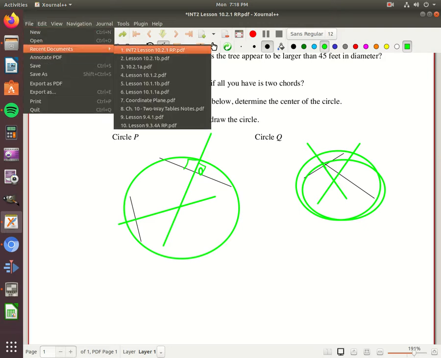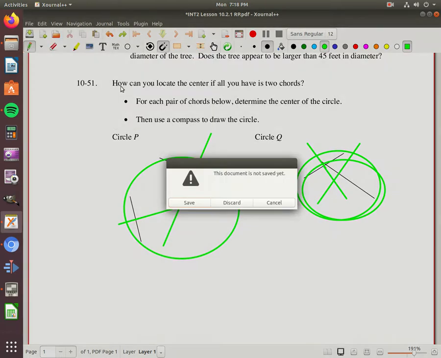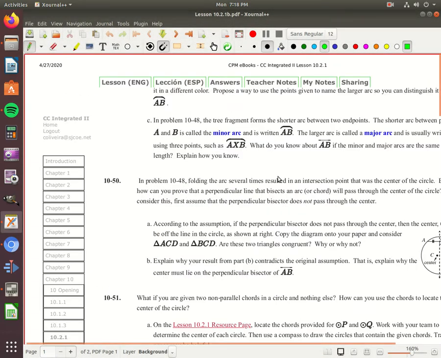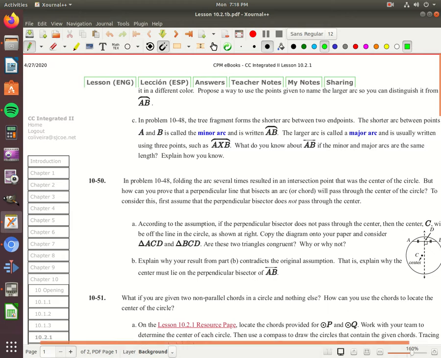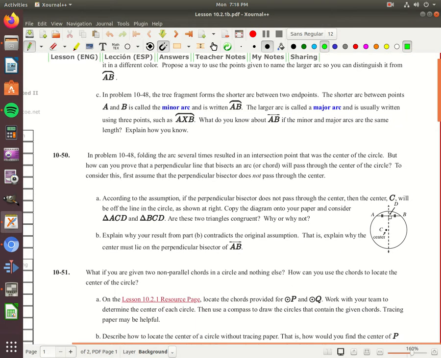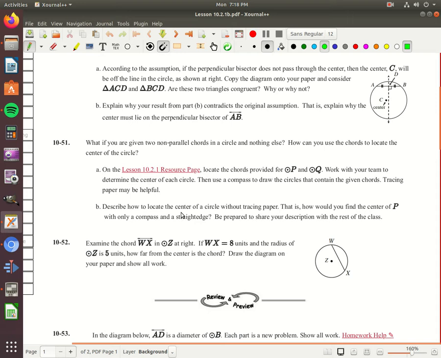But really, I think the best thing to do is draw a circle on a piece of paper and start folding it in half on the arcs. I think if there's any confusion about what I'm saying, it'll definitely clarify it right up at that point. So 1051: describe how to locate the center of a circle without using tracing paper. Again, just fold the arcs in half and that'll find the middle.